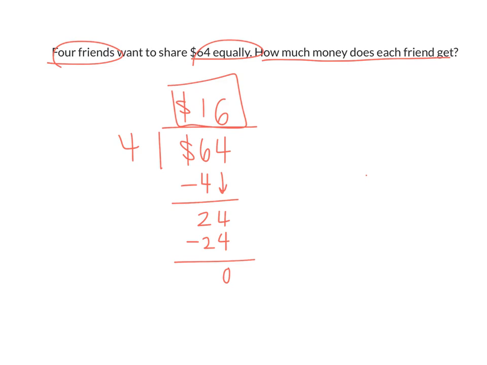When we go through the steps of the standard algorithm, we're thinking about the family. Dad divides, mom multiplies, sister subtracts, brother brings down, and then we go again. Dad divides, mom multiplies, sister subtracts, and brother brings down. We can see that the quotient is 16, so each friend would get $16.